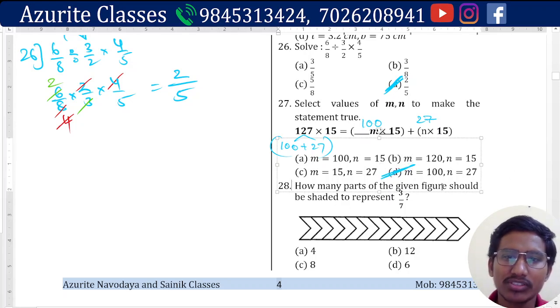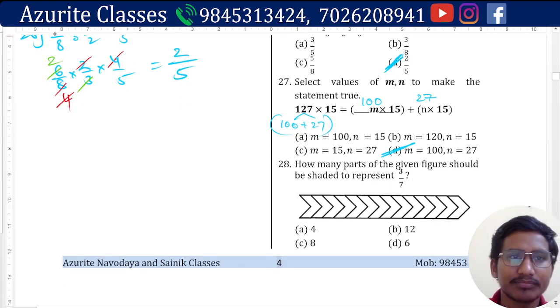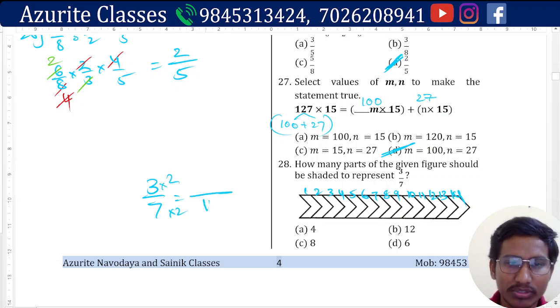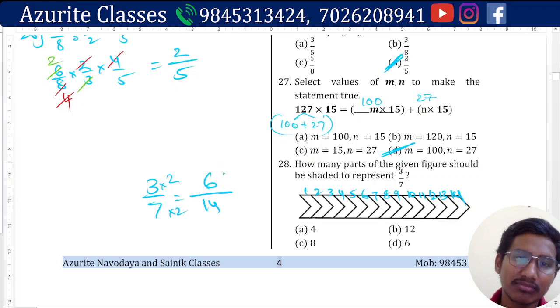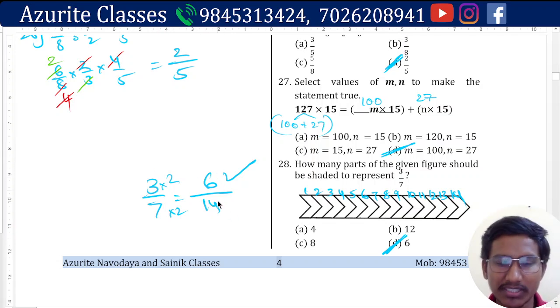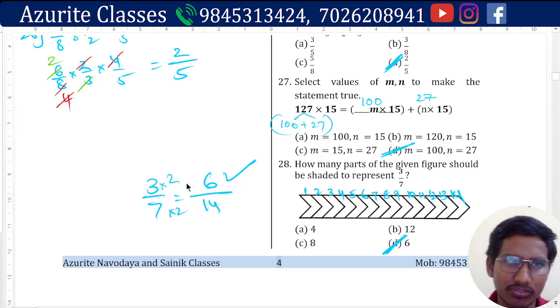Now 28. How many parts of the figure should be covered to represent 3 by 7? So total, count it. How many are there total? 1 2 3 4 5 6 7 8 9 10 11 12 13 14 are there. So 3 by 7, to make it 14 denominator, we have to multiply with 2. 7 2s are 14, 3 2s are 6. So 6 we have to color. So how many we have to color to make it 3 by 7? 6 we have to color. So that will be equivalent fraction, right? So 6 parts if you color, you will get 3 by 7. You can again divide and get the answer same, right? Equivalent fraction we found out.